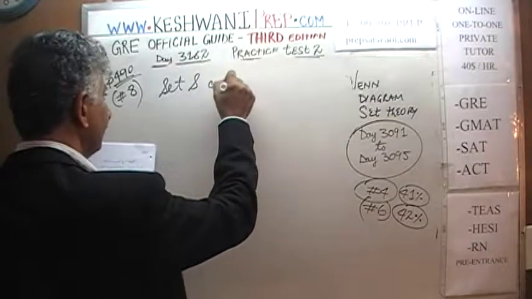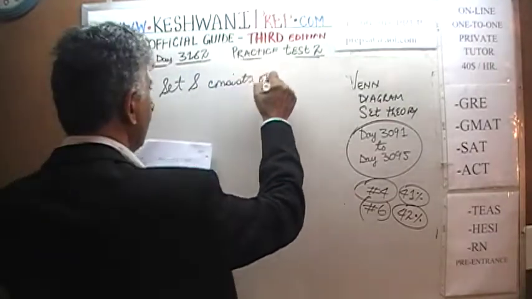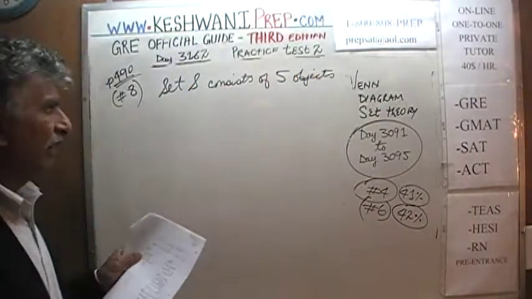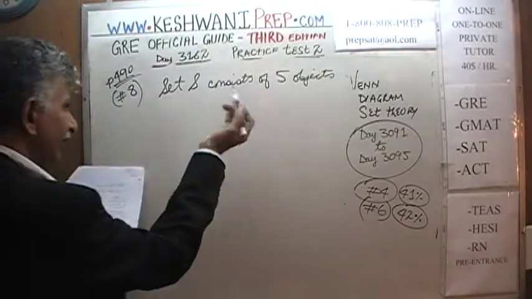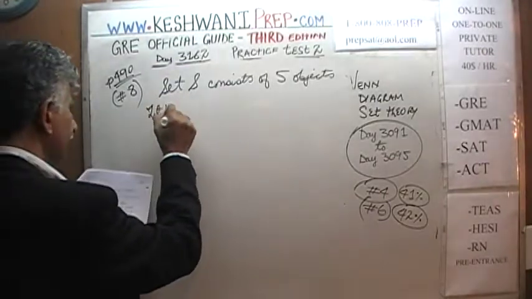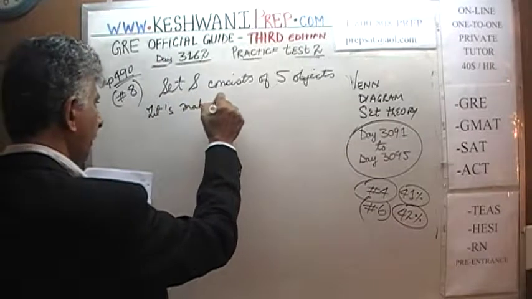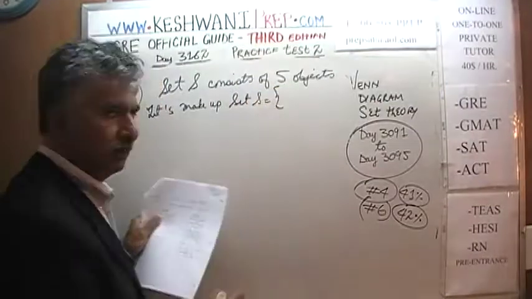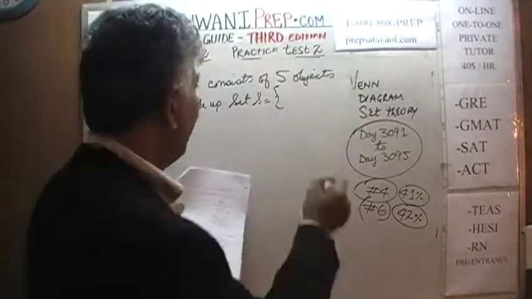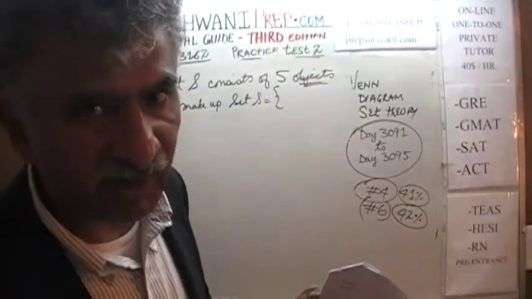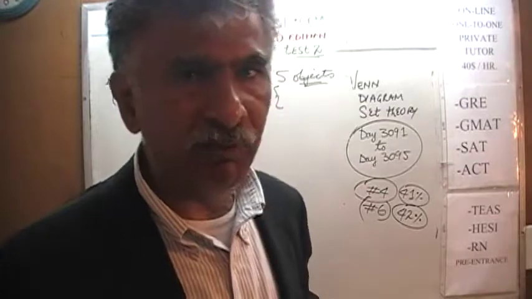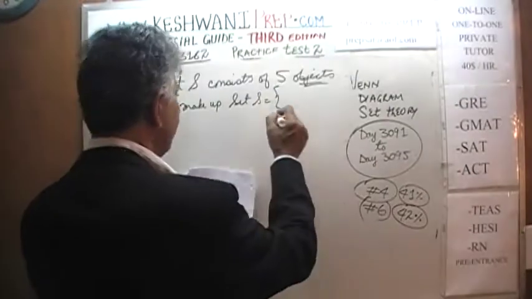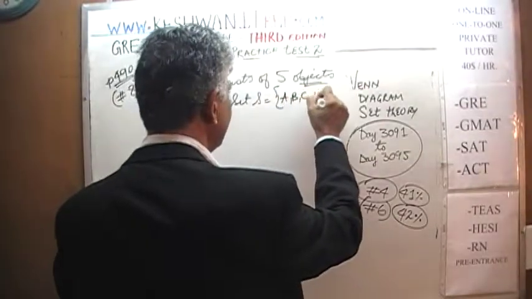Set S consists of 5 objects, we are told. Set A consists of 5 objects. So instead of talking about set S as 5 objects, let's make one up. Let's make up set S with 5 objects, shall we? We can say 5 objects, 5 elements, or 5 members, it's the same thing. Set S consists of 5 members, 5 elements, 5 objects. Let's call them A, B, C, D, E.